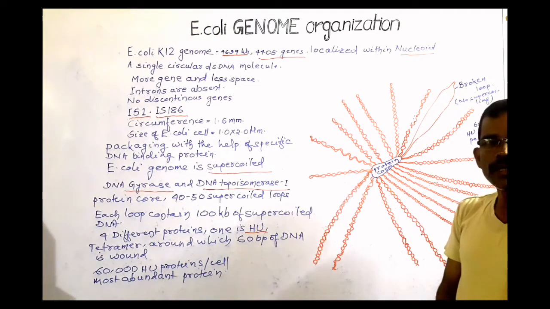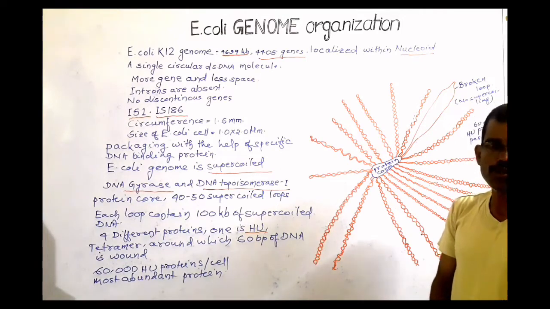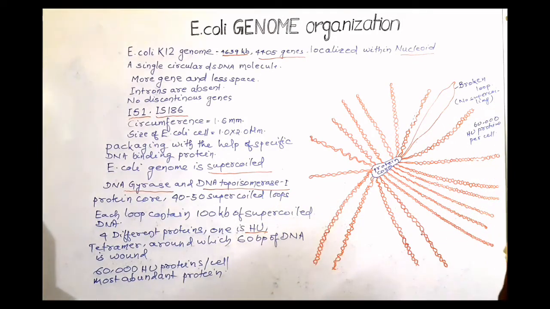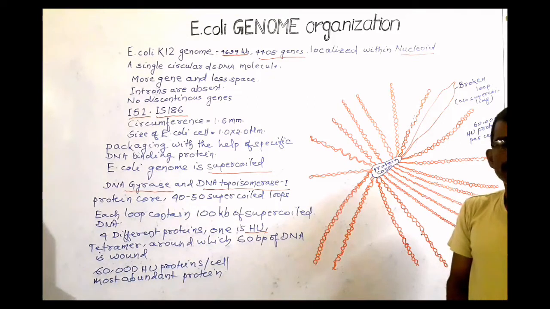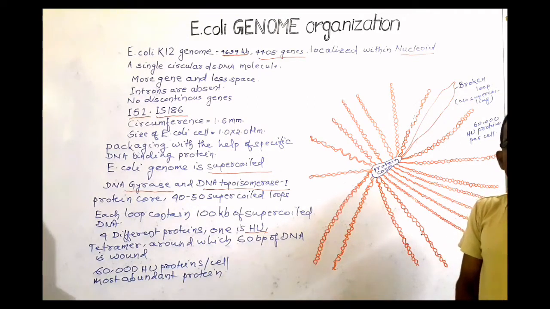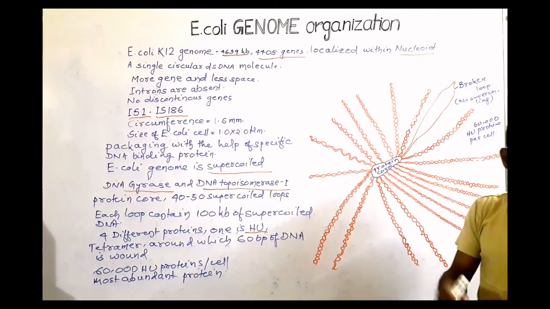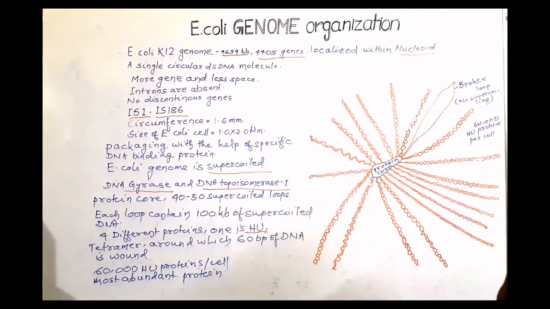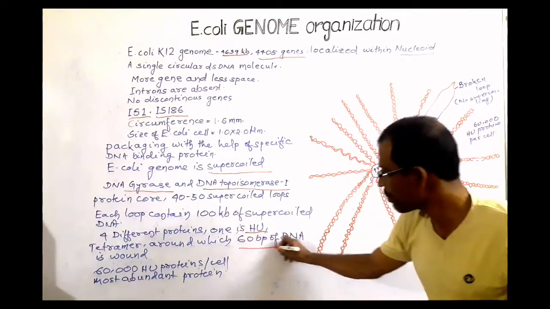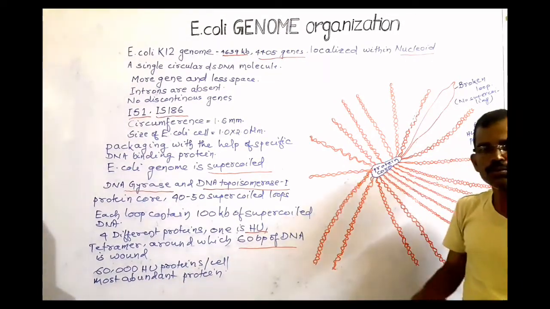The HU protein is different from histone protein. Histone protein is a basic protein that plays a key role in folding of the eukaryotic chromosome. Whereas the HU protein plays a similar role to that of histone protein. In prokaryotes, the HU proteins form a tetramer. Around the tetramer, 60 base pair of DNA is wound.